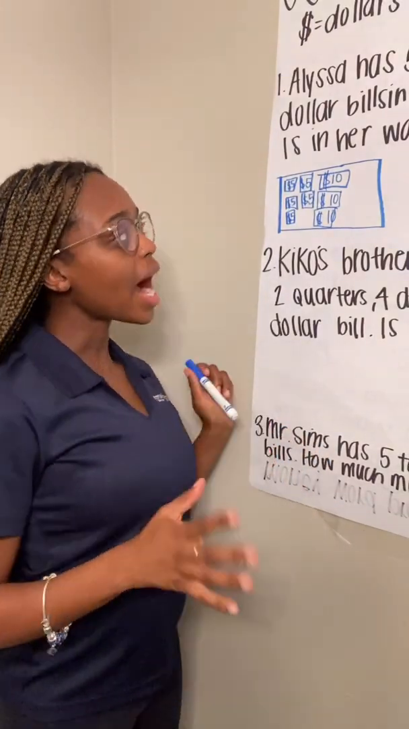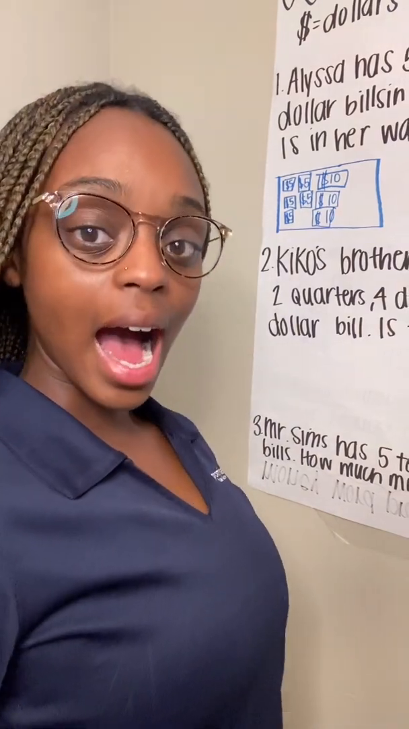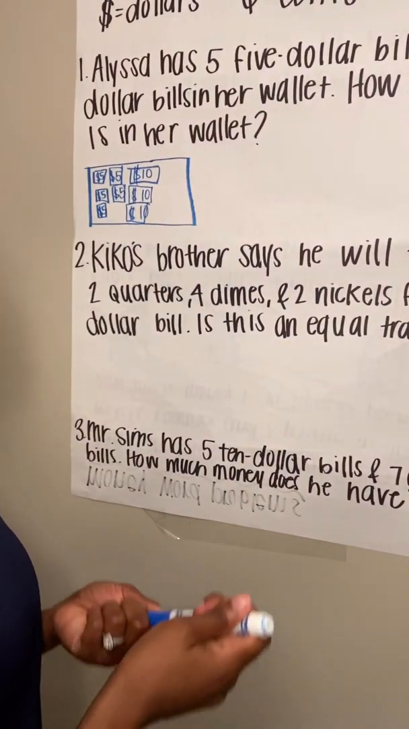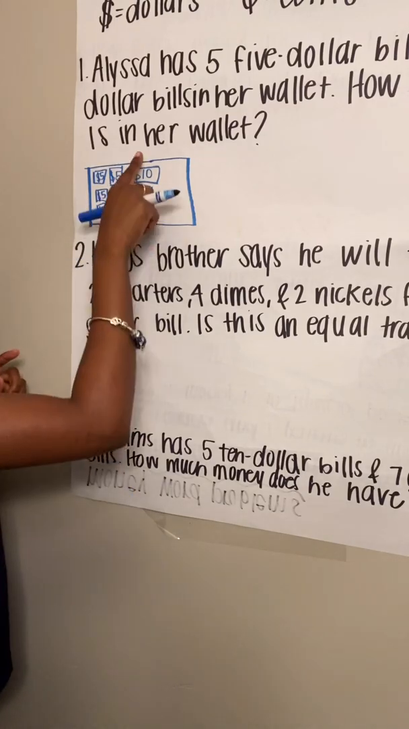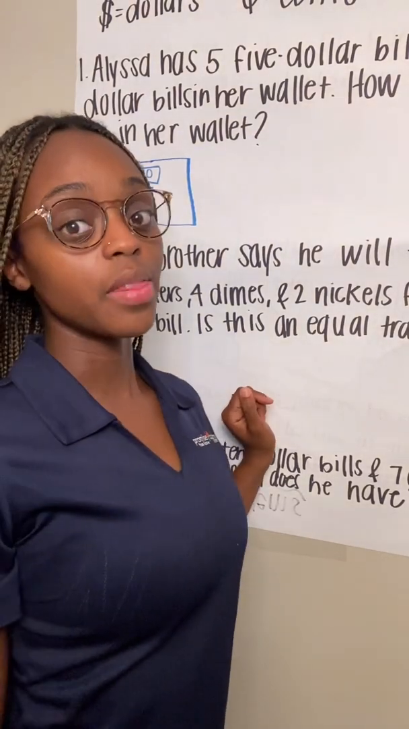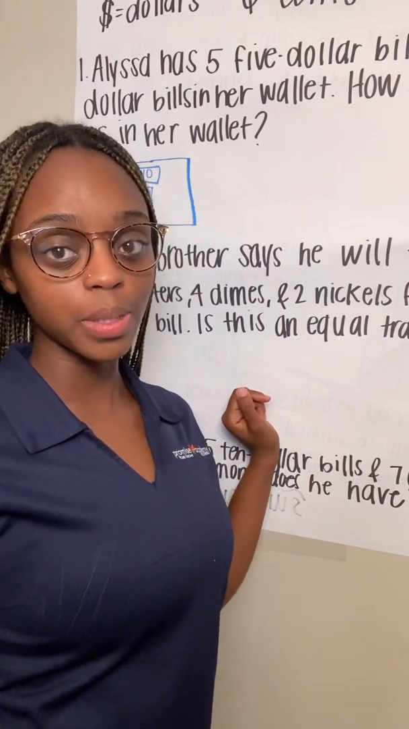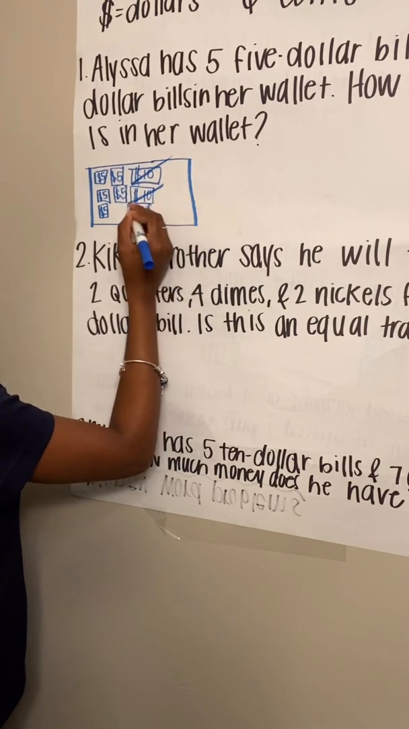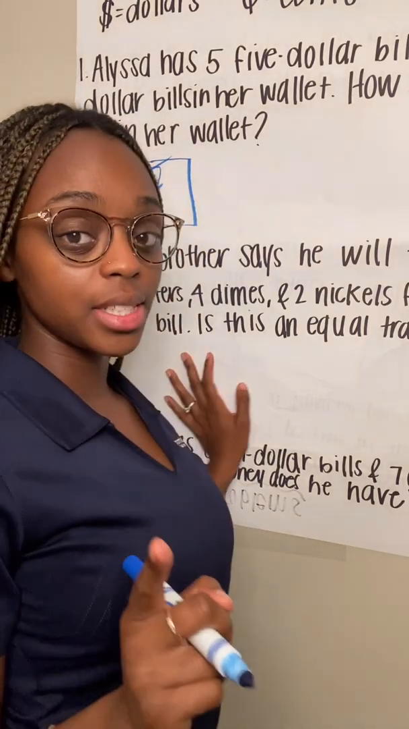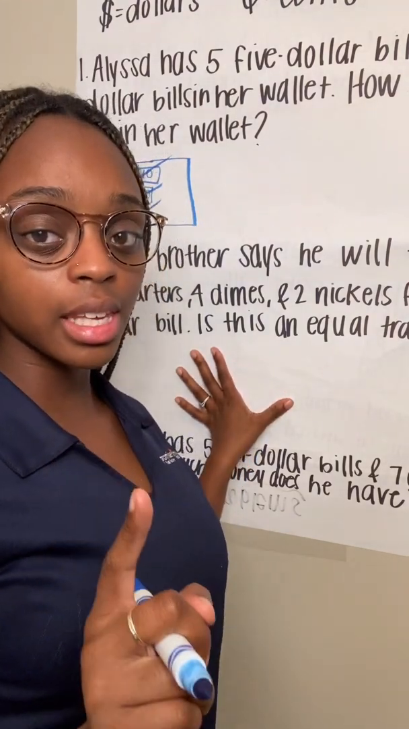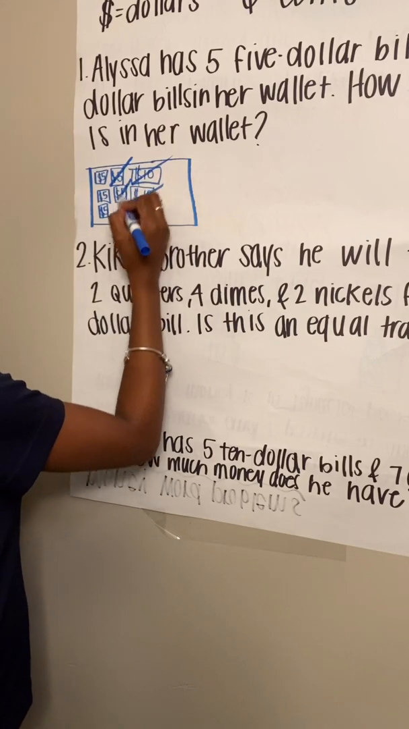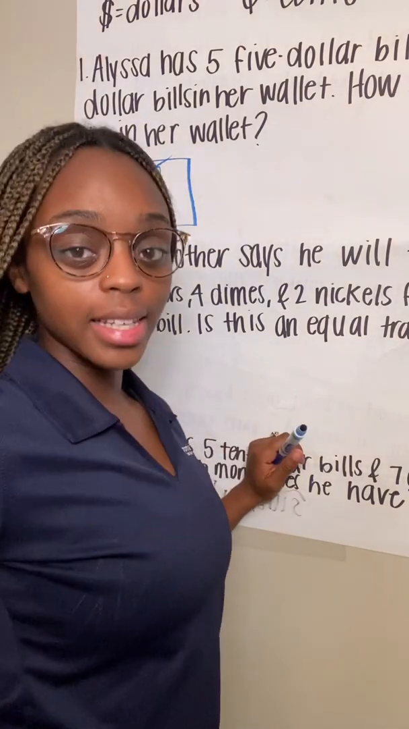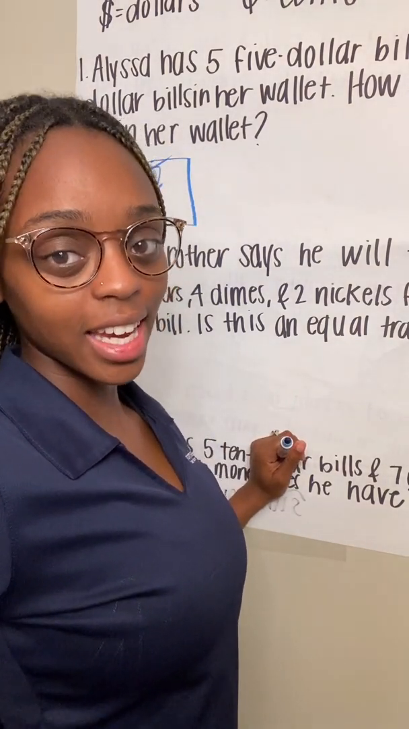Now, it wants me to know how much money is in her wallet. I am going to count the largest amount first. So let's see. The $10 bills are a lot larger than the $5 bills. So I'm going to count the $10 bills first. And I'm going to cross it out as I go. 10, 20, 30. But I'm not done. I have $5 bills, so I need to keep counting. 35, 40, 45, 50, 55. That means Alyssa has $55 in her wallet.